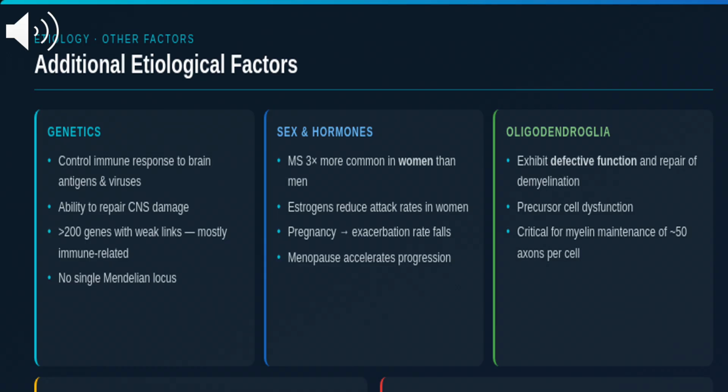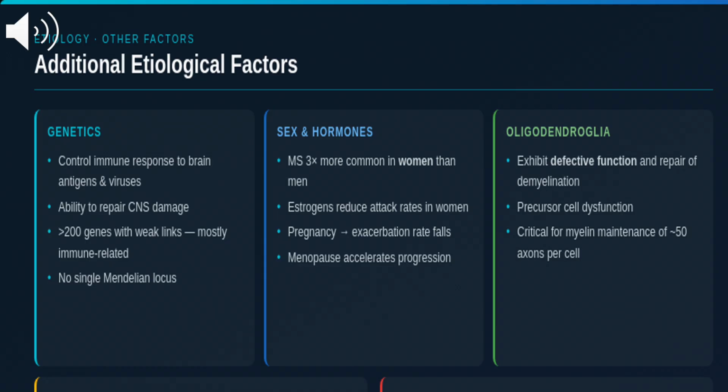The role of sex is clinically important. MS is 3 times more common in women than men, and estrogens actively reduce attack rates in women. This sex differential has been increasing over recent decades, from a 2-to-1 ratio to a 3.5-to-1 ratio, suggesting that whatever environmental factors are driving the modern increase in MS incidence are disproportionately affecting women.